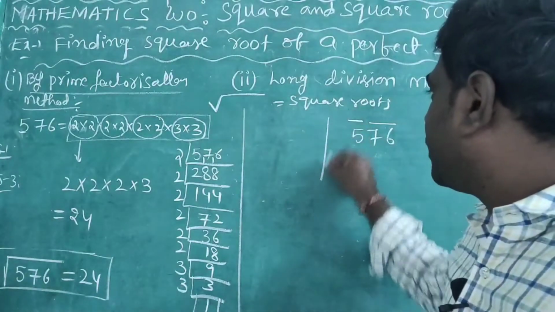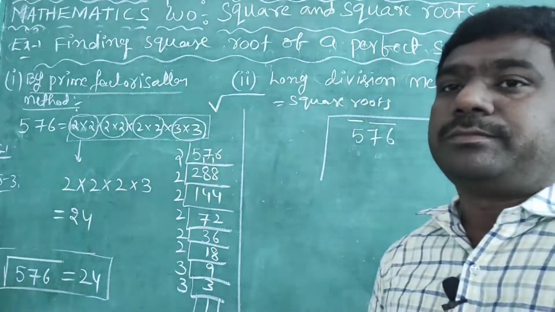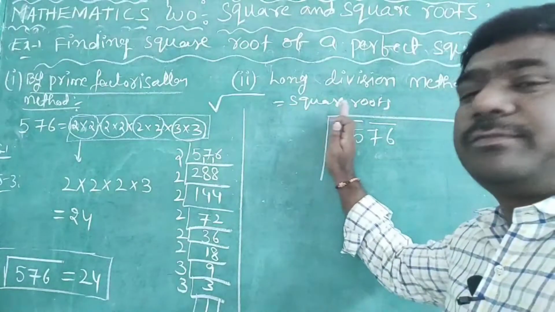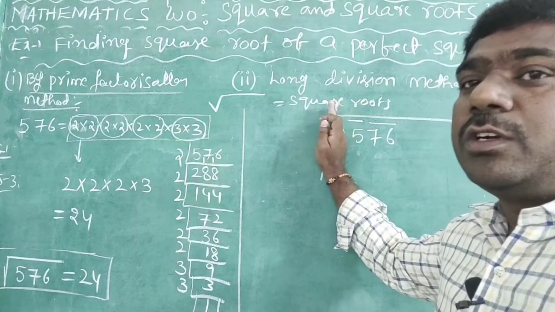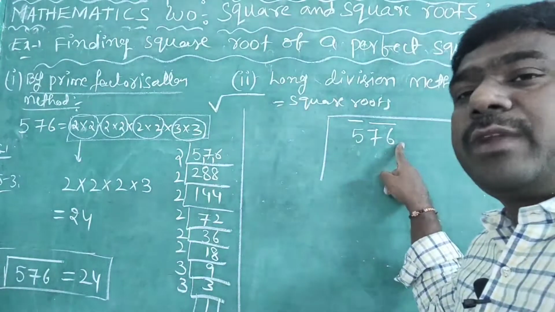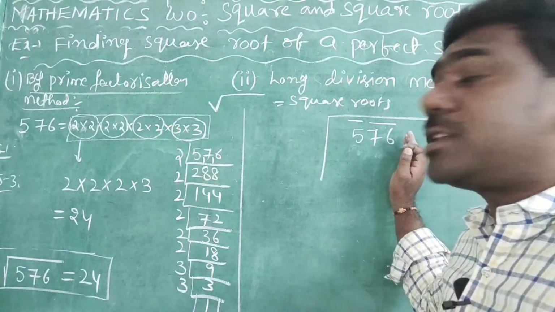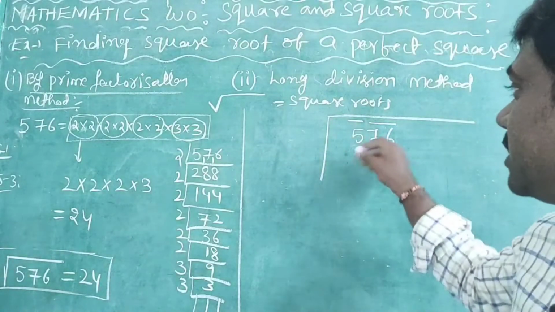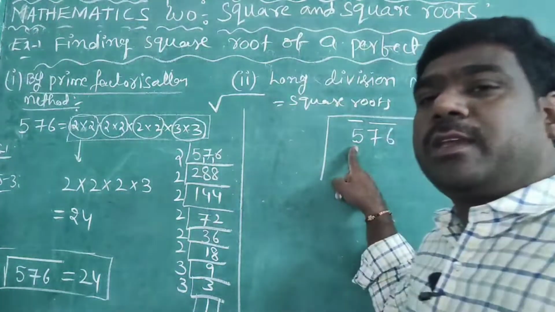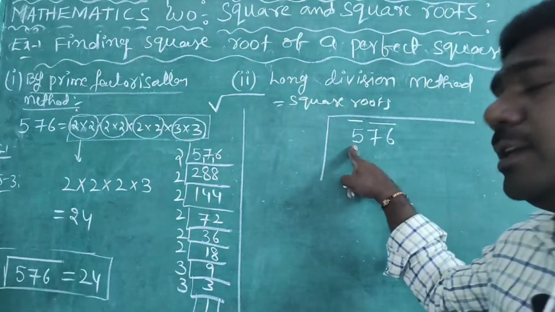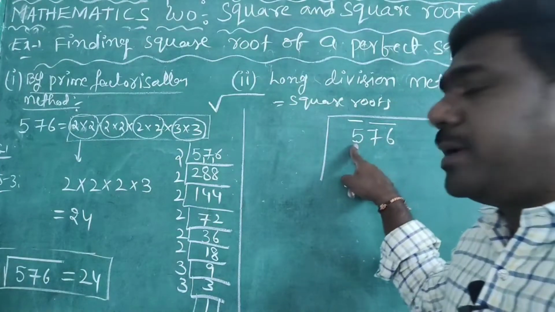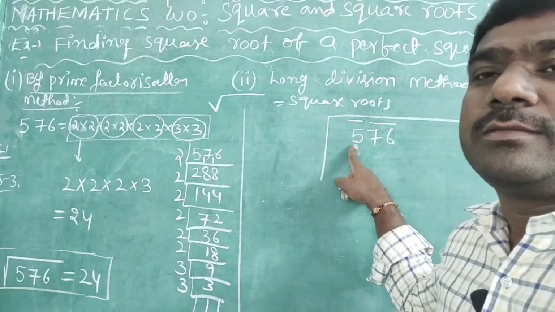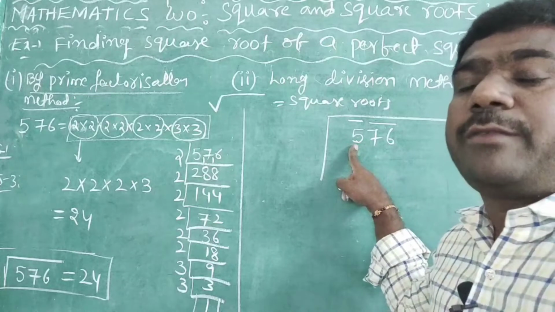Now apply the division process. Now start from where? The left side, from the left side. So you have to make groups from the right side, but the procedure starts with the left side. Remember that here, don't get confused. Okay, first consider the first pair here. What is the first pair here? 5. Now for this 5, we are going to take the nearest perfect square.